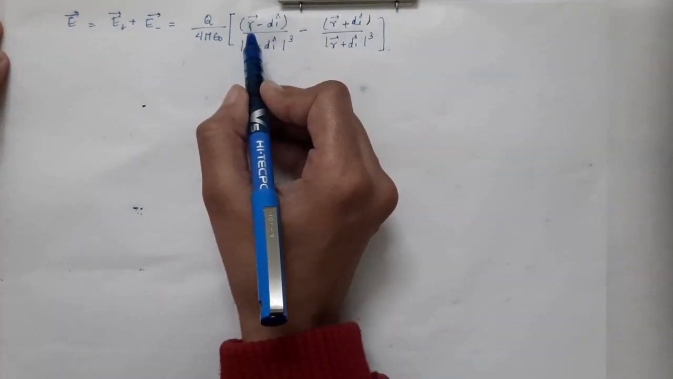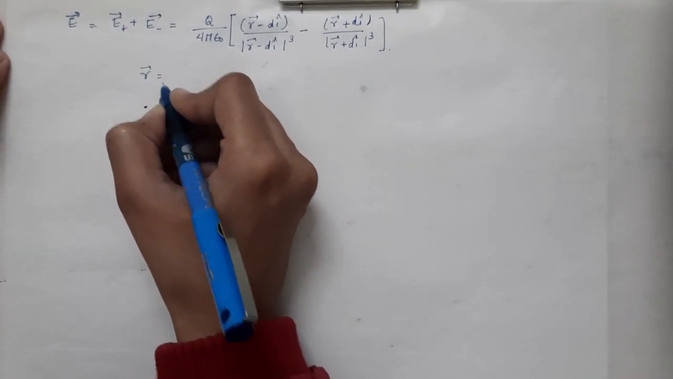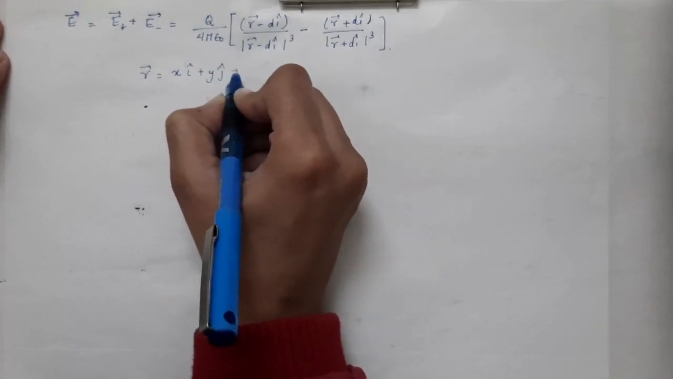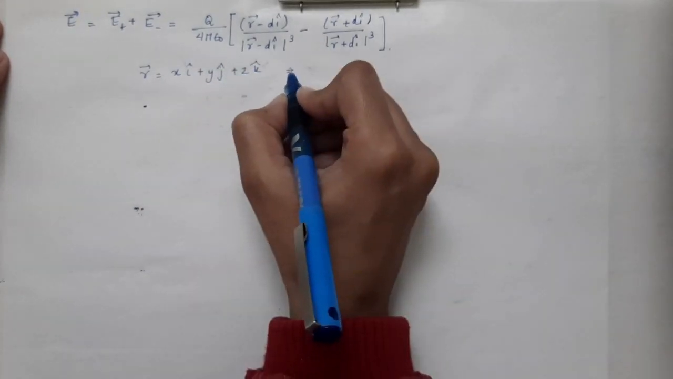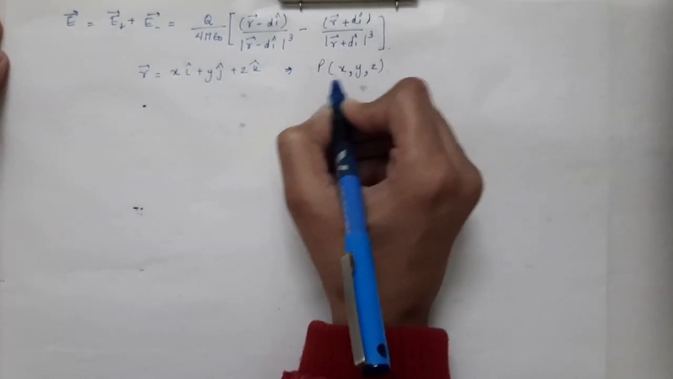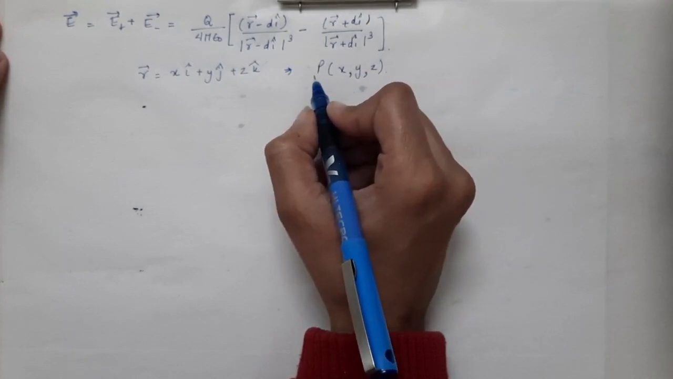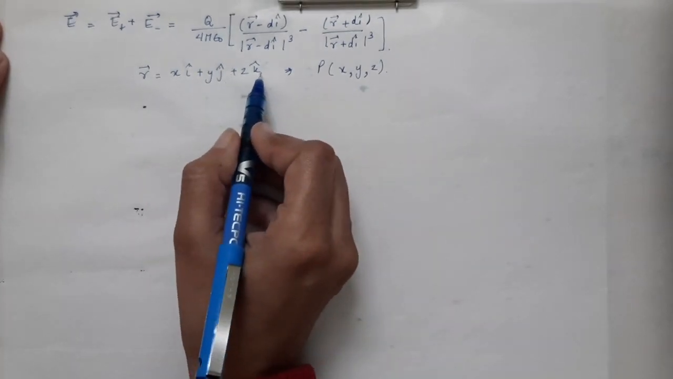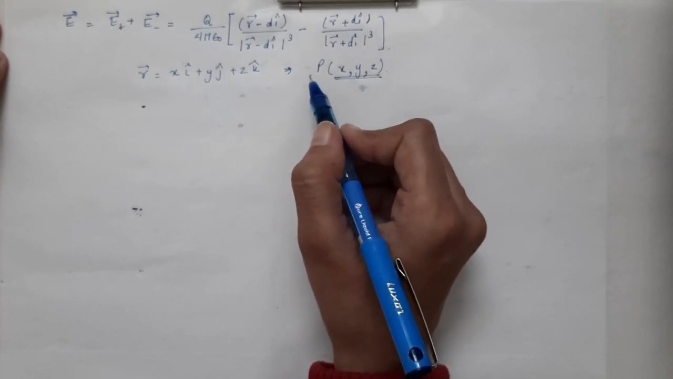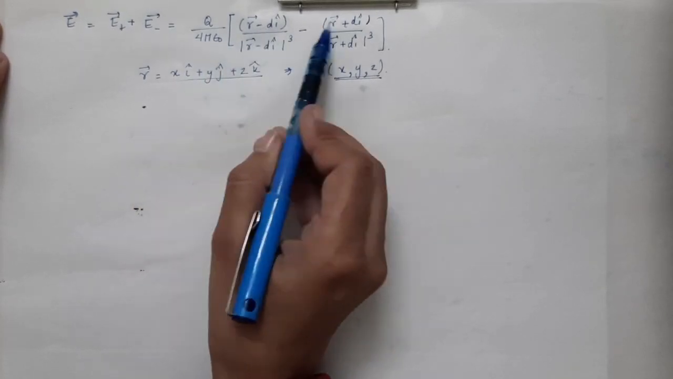So r vector was the position vector of the observation point, and r vector can be written in its component form. So we can write it as x i cap plus y j cap plus z k cap. So we are considering here that the observation point P has any coordinates x, y, z. So the position vector of the observation point will be x i cap plus y j cap plus z k cap due to these coordinates, and capital O is the origin of the coordinate system.